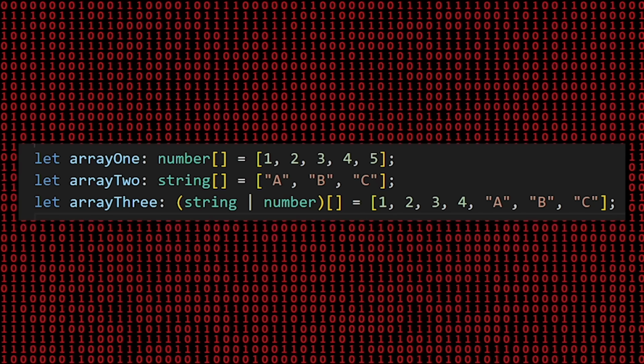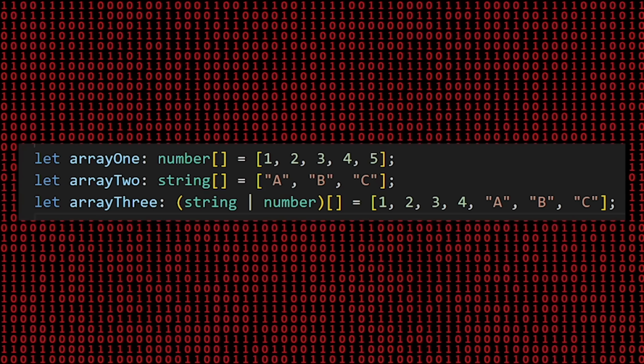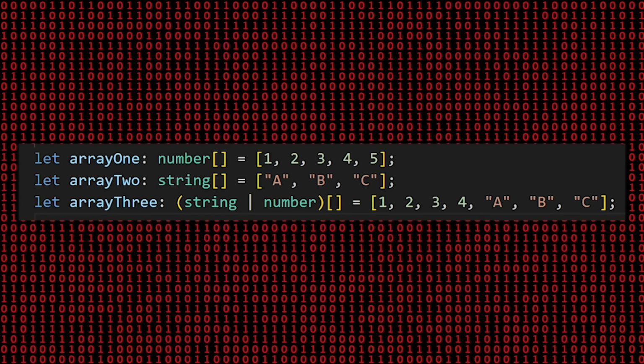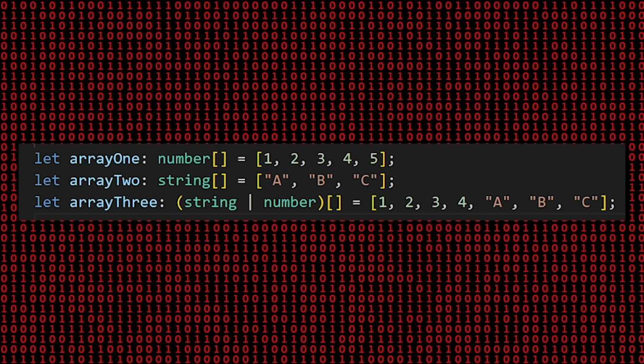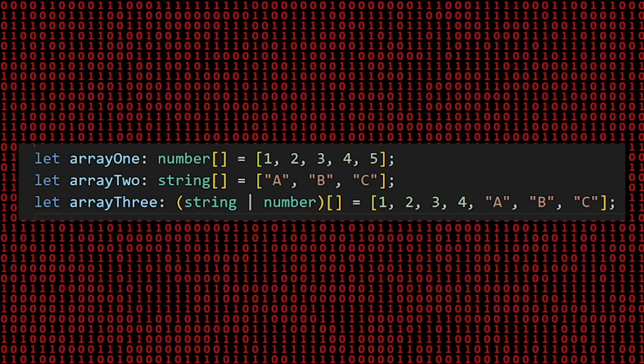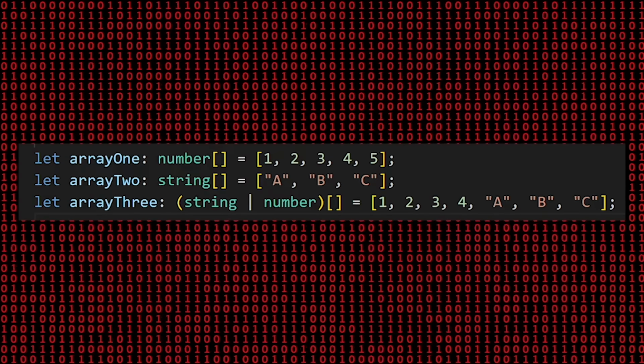Array3 is declared as an array that can hold elements of either type, string or number. Annotated with string or number array, this array allows a mixture of numeric and string values within the same array.